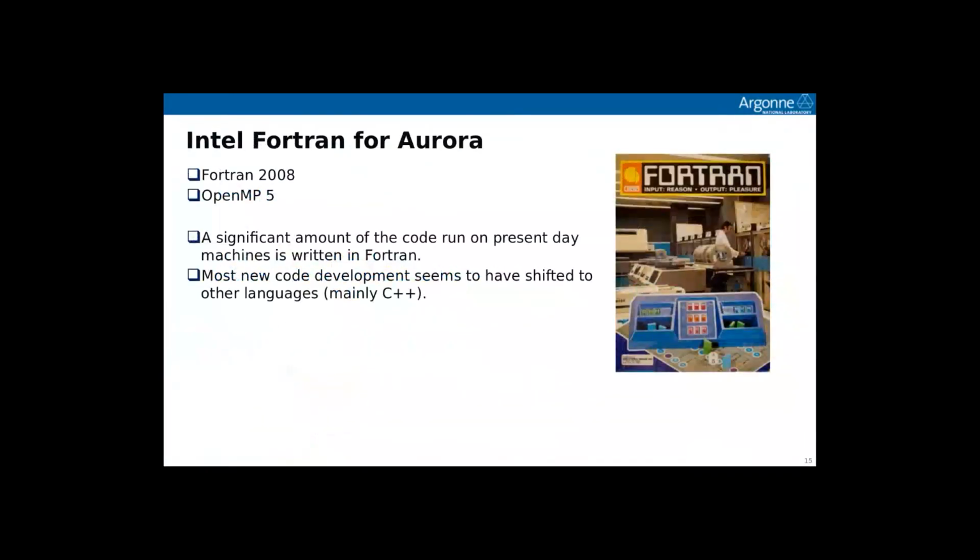Before we move on to talk about how we will program that parallelism, it is important to point out that while I'm going to be talking a lot about C++ and C++-based programming models going forward, I should acknowledge that a large portion of our workload is still programmed in Fortran. This is modern Fortran, not Fortran 77 necessarily, but there is a large amount of it, and it is important for us to support Fortran as a first-class programming language on our systems. It's also true that most new code development seems to have shifted to other languages, mainly C++, but also Python and a variety of other choices.